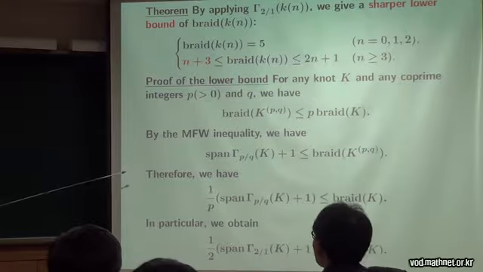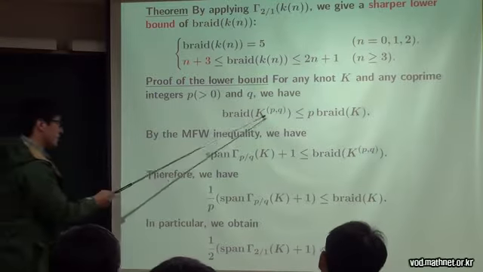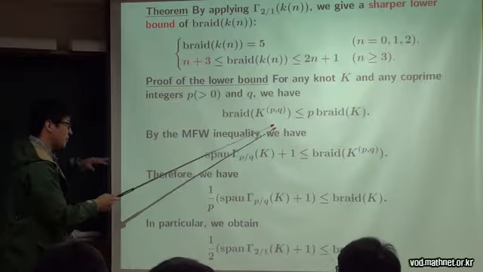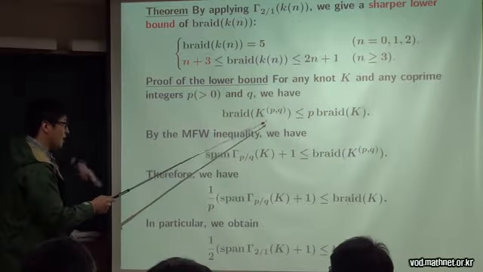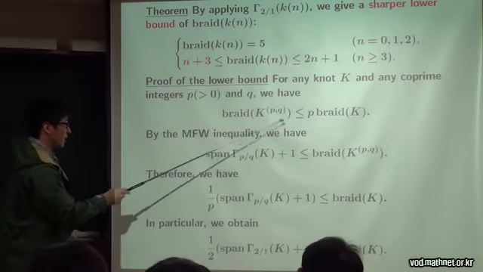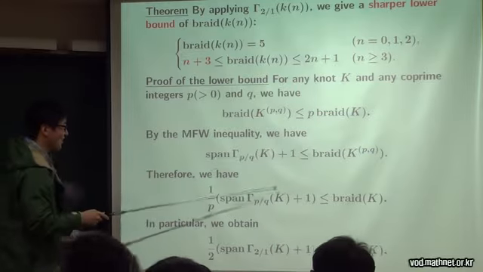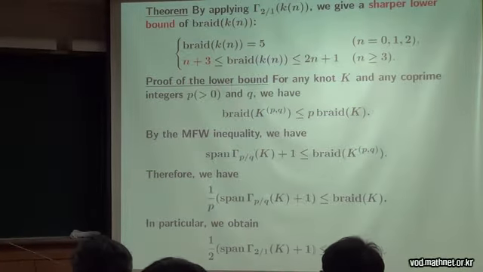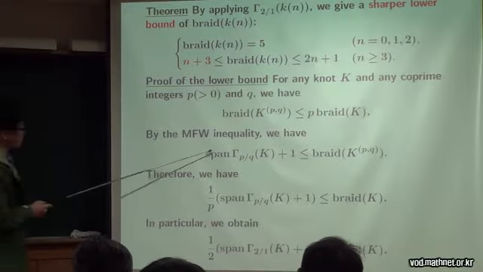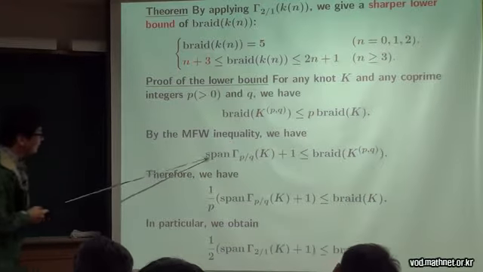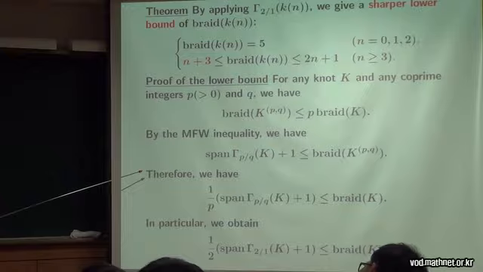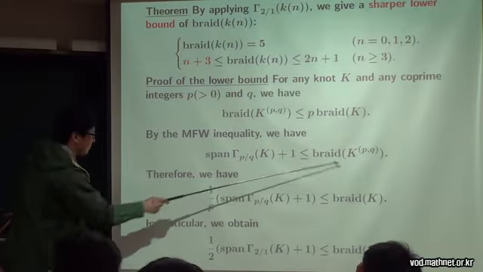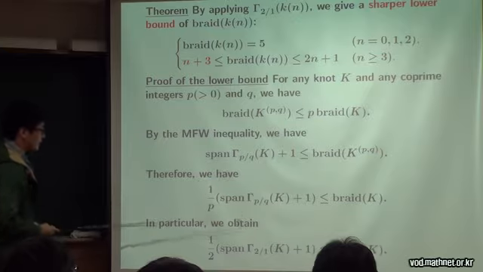Well, we just consider the p-parallel version of the closed braid K. And this inequality is the MFW inequality.